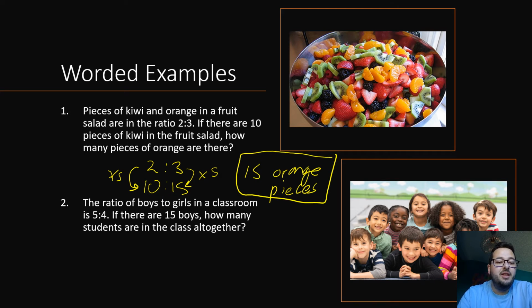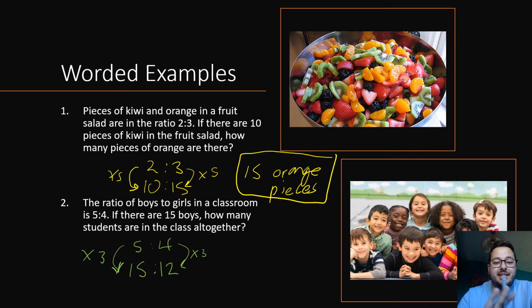Alright, next one. The ratio of boys to girls in a classroom is 5 to 4. If there are 15 boys, how many students are in the class altogether? So again, we're going to go from 5 to 4. Boys was the first one, so boys is 15. This has been scaled up from 5 to 15, so we times by 3. And so we need to times 4 by 3 as well, and 4 times 3 is 12. So there are 15 boys and 12 girls.